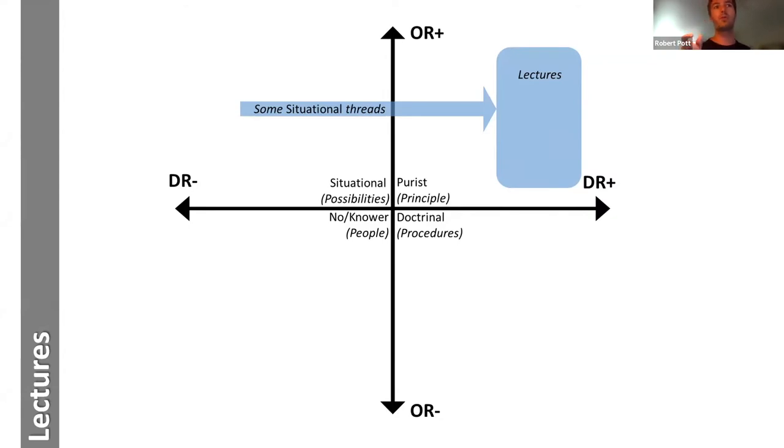Occasionally, we'll pull threads from the situational insight quadrant. For instance, the lecturer may ask, how do we decide on the pump requirements for a particular reactor configuration? So in other words, there are a few ways that one could approach that, but then we pull it down to some specific instances. There's generally very little discussion in these lectures on what we could consider the knower insight quadrant. The type of person doesn't matter. The type of person doing the calculations isn't particularly important.